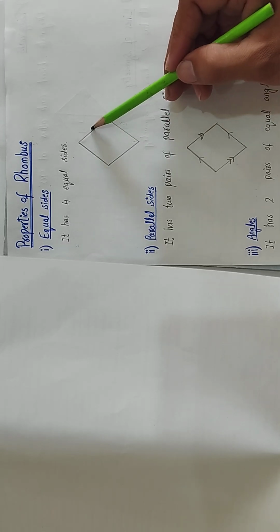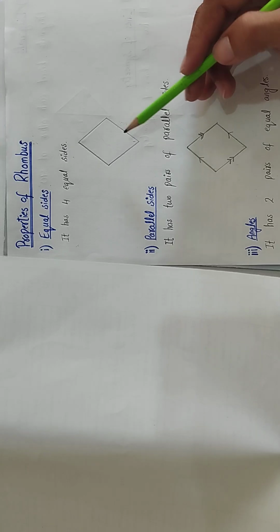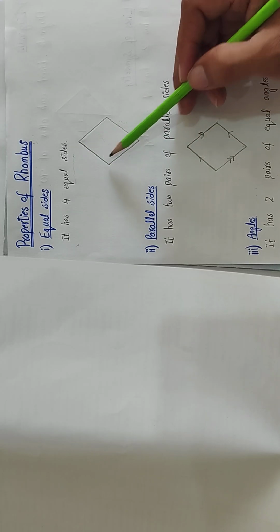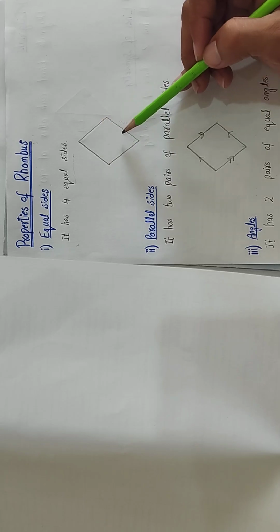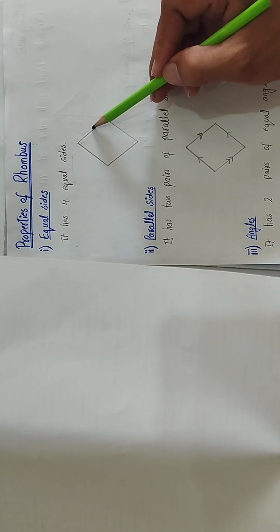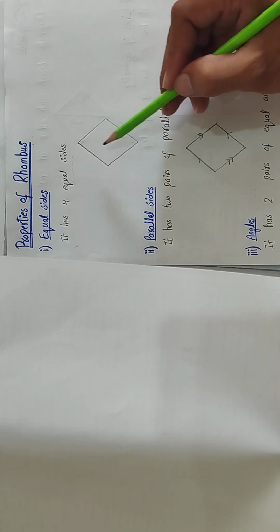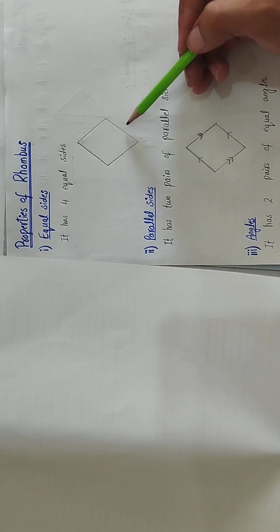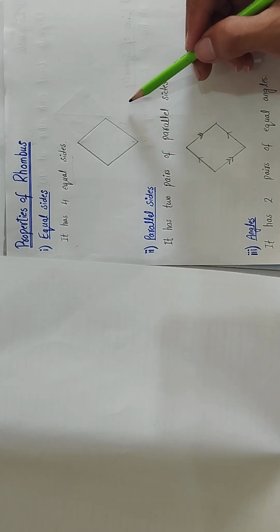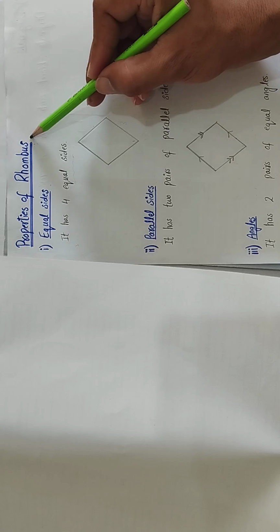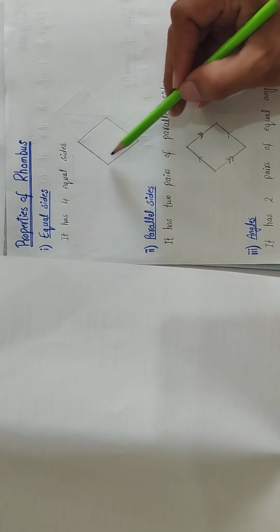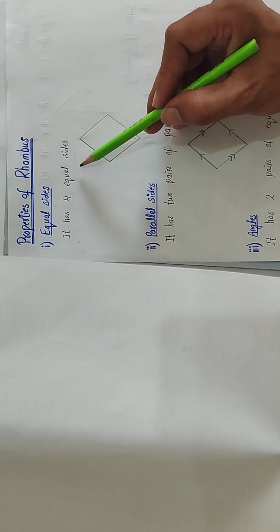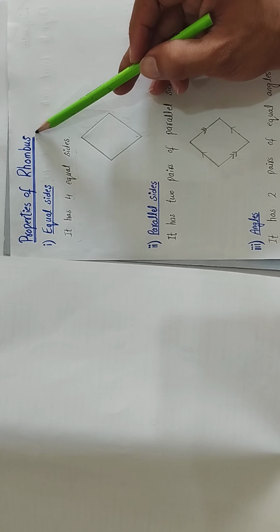This side, this one, and this one. They are all equal in length. This is the meaning of equal sides. All the sides are having the same length, which means if this side is 5 centimeter, this one is also 5 centimeter, this one is 5 centimeter, and this one is also 5 centimeter. Just like square, a rhombus has all the sides equal in length. So a rhombus has 4 equal sides. This one is the first property of rhombus.